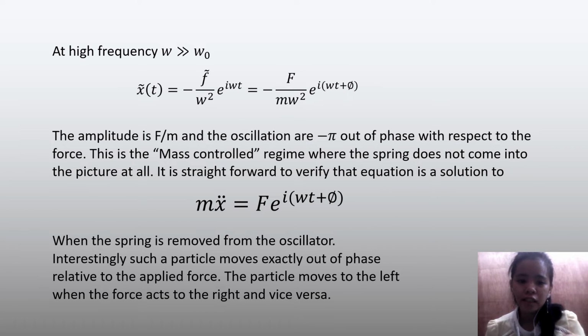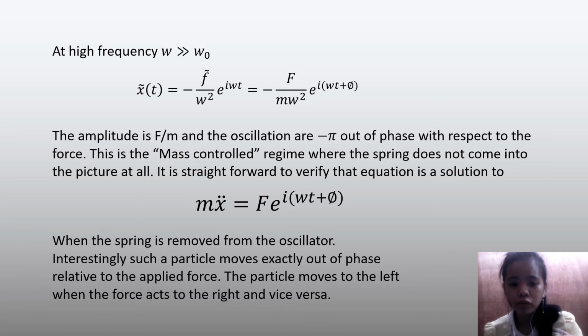So next is the high frequency. This is the solution, and the amplitude is F over M, and the oscillation is negative pi out of phase with respect to the force. This is the mass control regime. This is where the spring does not come into the picture at all. It is straightforward to verify the solution in the equation.